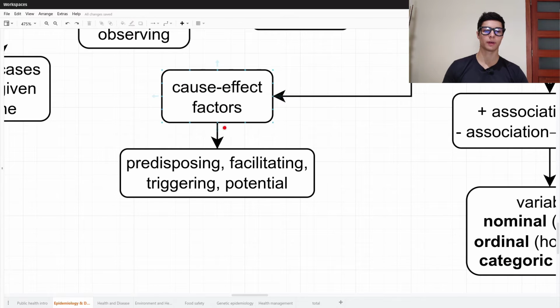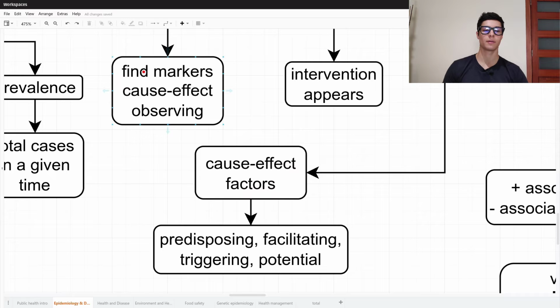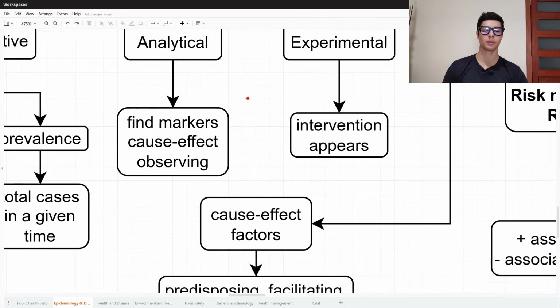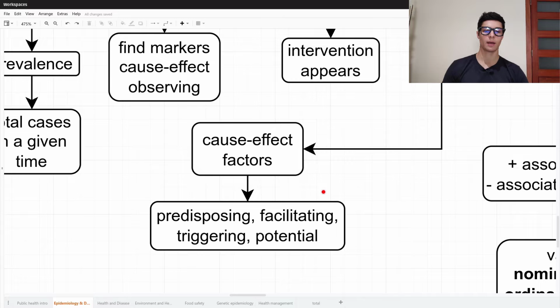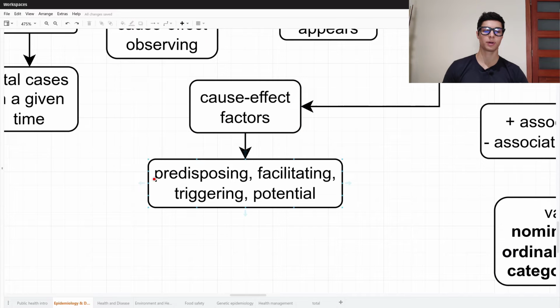And then we have the cause-effect factors that I put here because they are near the analytical epidemiology. The cause-effect factors are predisposing, facilitating, triggering, and potential factors. Predisposing is something that you are prone to have. Facilitating is something that will ease you to contract that disease. Triggering is something that if you have it, then you will get the disease for sure. And potential is something that can maybe or maybe not.